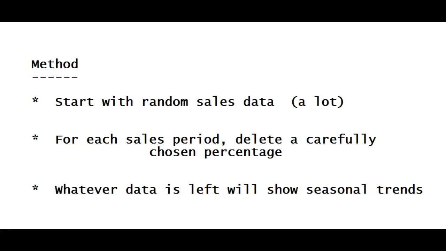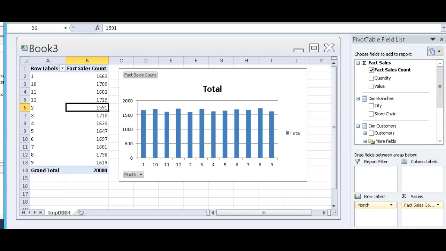In this video session, we will show you a method that starts with random sales data, and a lot of data, and then for each of the sales periods, you will be able to delete a carefully chosen percentage. Whatever data is left will show seasonal trends. Let's show this in Excel.